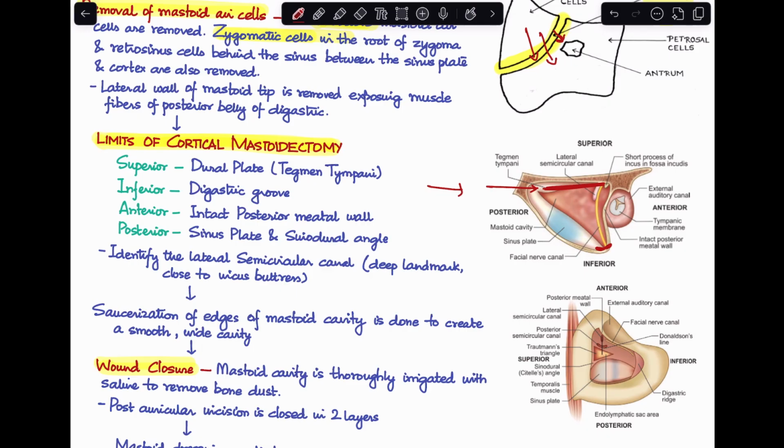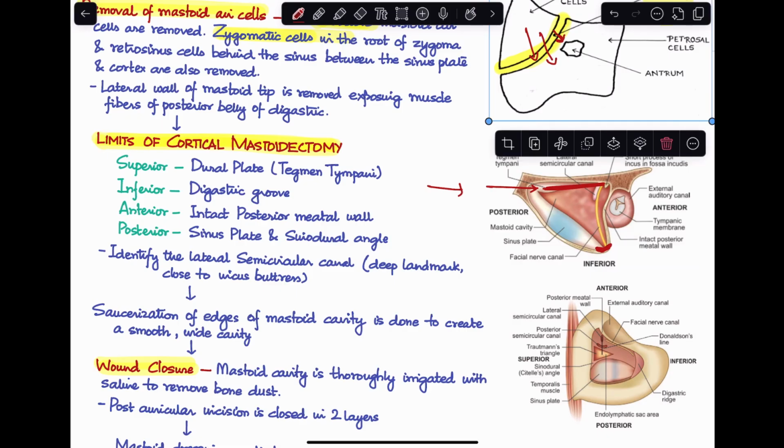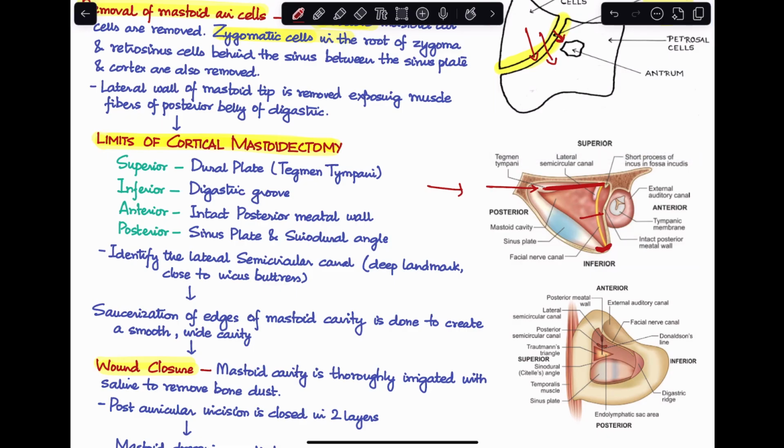When we try to expose the tip of the mastoid, we drill through the lateral aspect of the mastoid tip to reach the digastric groove. That is our inferior limit. Next, the anterior limit is the posterior meatal wall. So, this is our anterior limit. This is a very important part of the surgery where we do not remove the posterior meatal wall. And lastly, the posterior limit is the sinus plate of the sigmoid sinus.